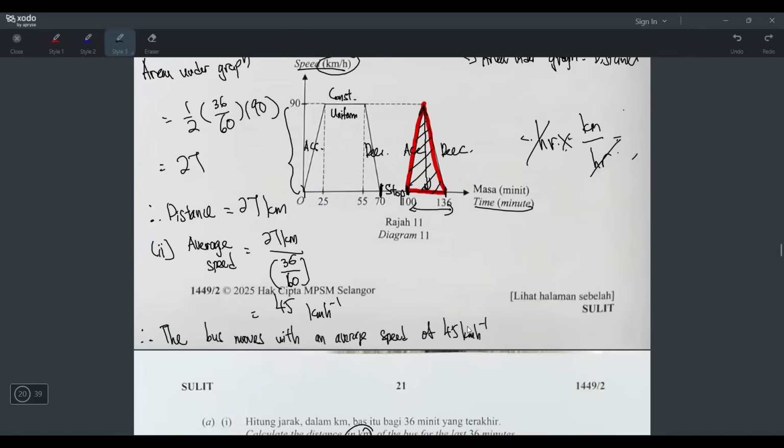And also we can mention about the time, in the last 36 minutes, right? And also mention about the distance. In the last 36 minutes, covering a distance of 27 km. Yeah, so you can write like that.